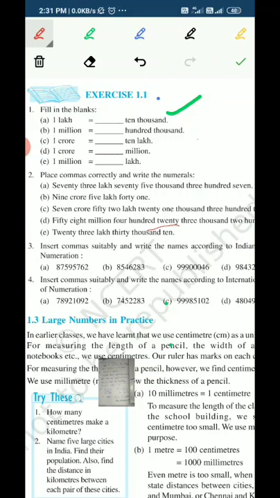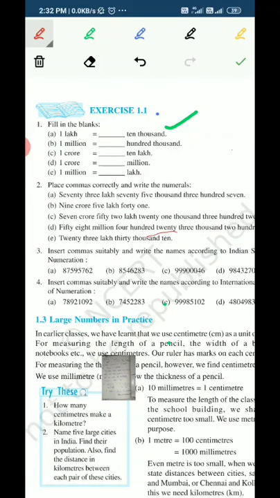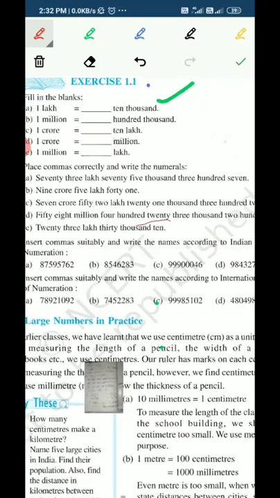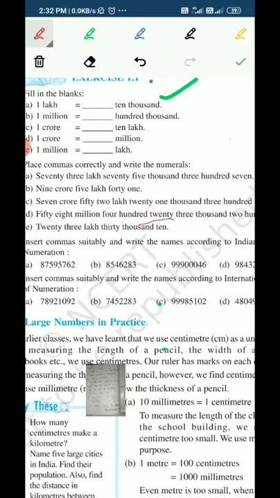Now we are back to exercise 1.1, and we will see question second. In question second, we have to place commas correctly and write the numerals. They have written a number in word form, and we have to write it in the form of numbers. The first number is 73,75,307. I think you have done this work in previous classes also, so you can do it very easily, but I'll solve one part for your help. Part A I'm going to solve here.